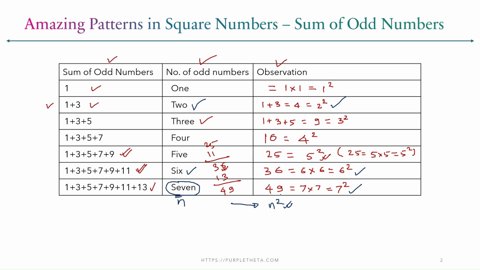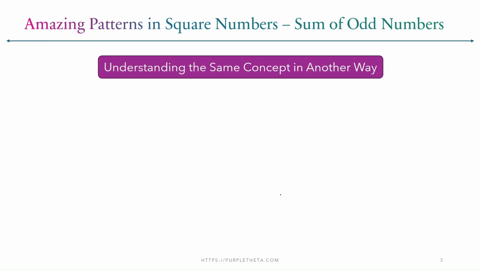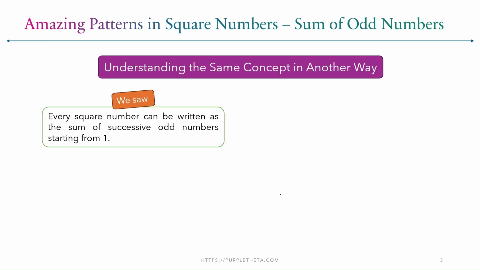So we can say the sum of the first n odd natural numbers is n square, right? Let us understand the same concept in another way. We just saw that every square number can be written as the sum of successive odd numbers starting from 1. We have just seen this. Now let us reverse the statement.